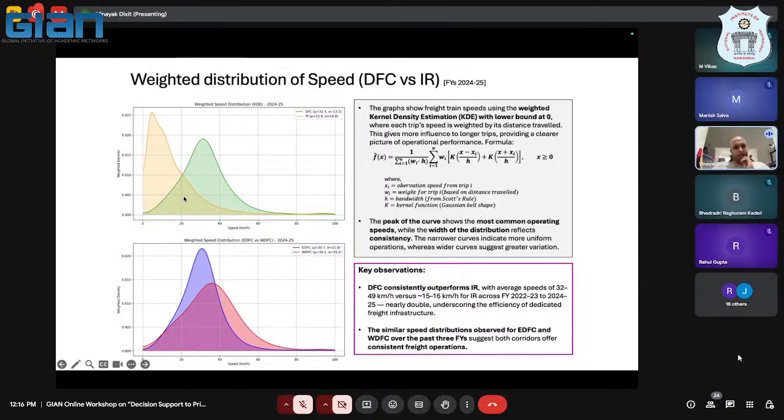Here it is much tighter. This one has a heavier tail. It's skewed to the left and has a heavier tail, as opposed to this, which is nice and symmetric and much tighter. And what we then looked at was, are there differences between the EDFC, the Eastern Dedicated Freight Corridor, and the Western Dedicated Freight Corridor? What we find is that the EDFC and WDFC have very similar profiles. So a dedicated freight corridor is a dedicated freight corridor and has good performance from a speed and distribution standpoint.